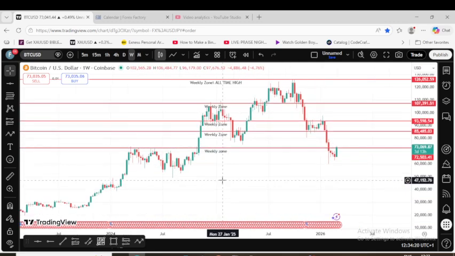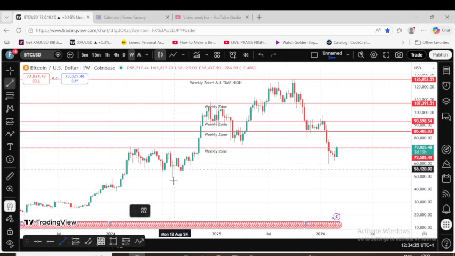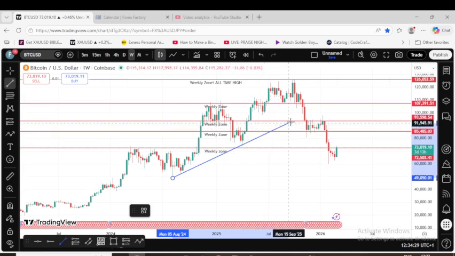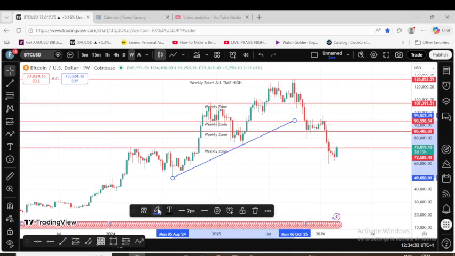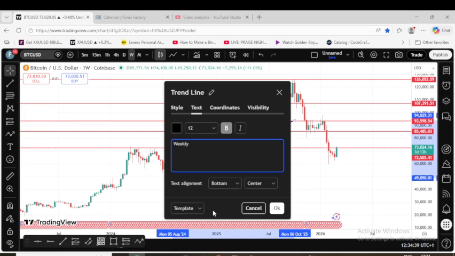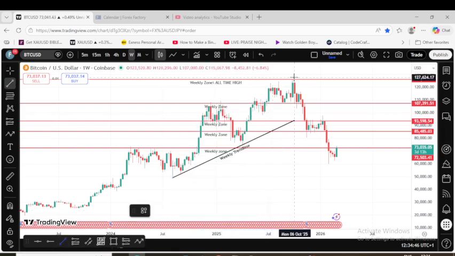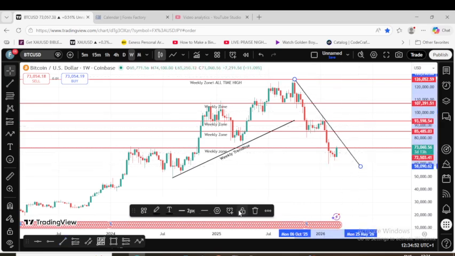Next thing for us to do is identify our trend lines. We can draw a trend line like this. We can draw a trend line here. Let's make it black. This is a weekly trend line. Then we can draw another one like this. This is another weekly trend line.